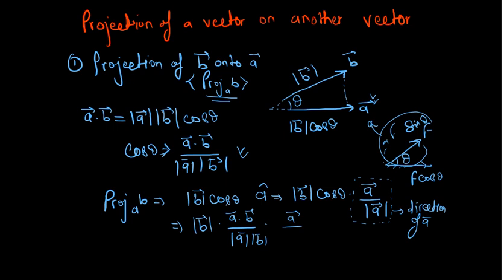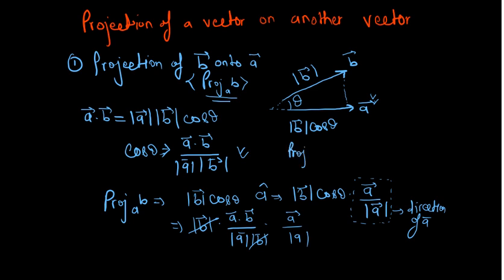Mod b is a constant quantity, a scalar quantity. We can just cut it like this. So projection of b on a can be written like this. Projection of b onto a can be written as a vector dot b vector divided by mod a vector square, into a vector, correct? So this is the projection of b onto a. Clear?